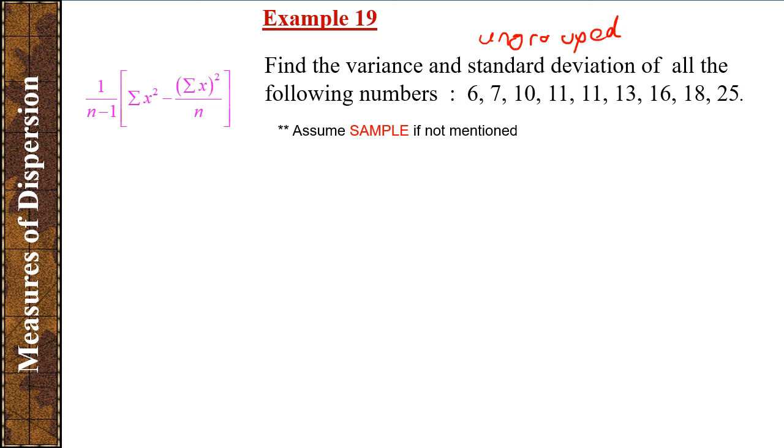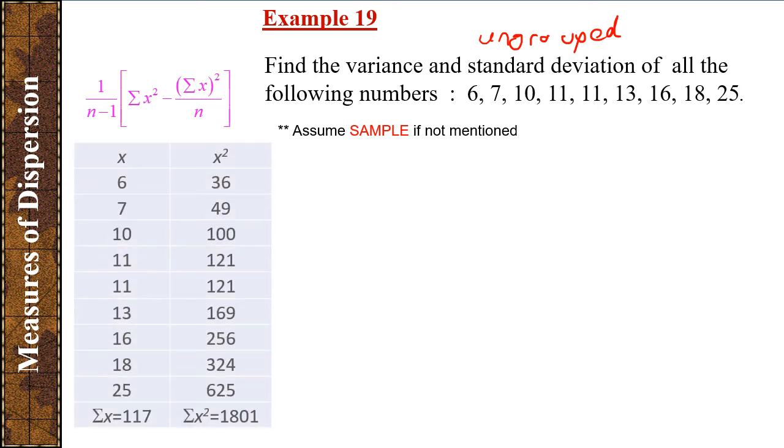So we can count the number of n here. But before that, as I said earlier, we have to find out the sum of x and the sum of x squared. So we list out the x and the x squared. This is the x: 6, 7, 10. Then we square the x, so we got 36, 49, 100, and so on.